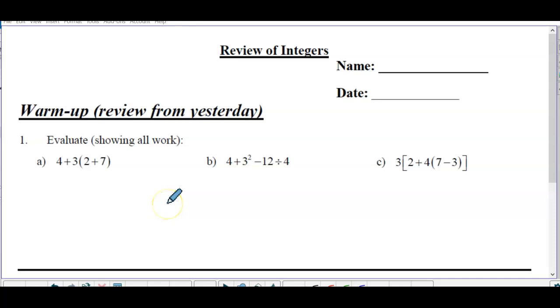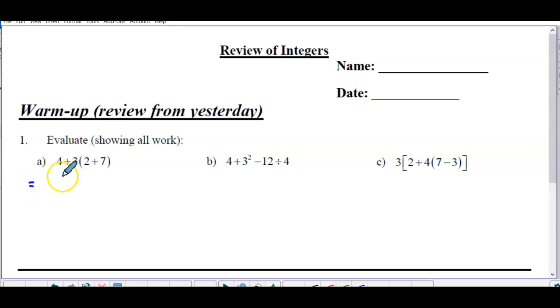Okay, today we're going to do a review of integers, basic integer operations of adding and subtracting. Before we get to that, we're going to just do a quick review of order of operations from yesterday. So take a look at these. Remember, you want to look for brackets first, then exponents, division, multiplication, adding and subtracting.